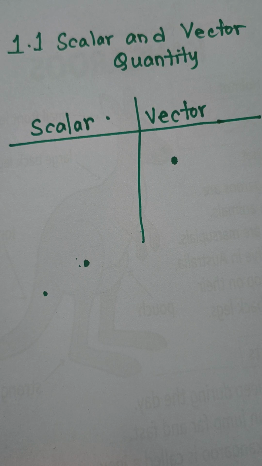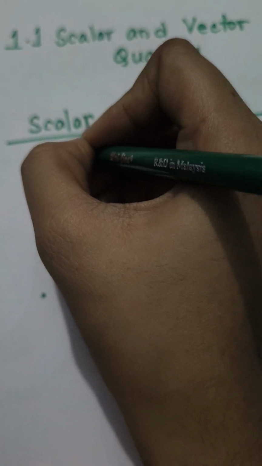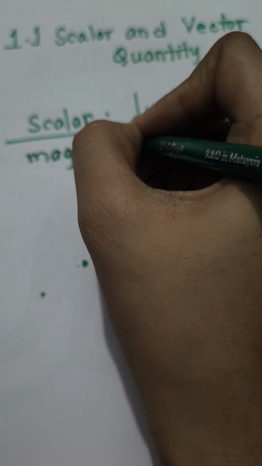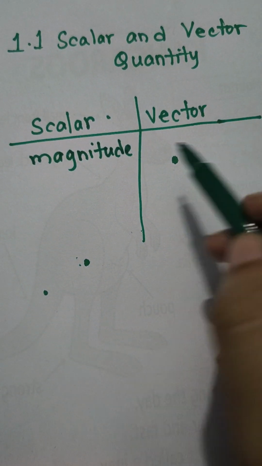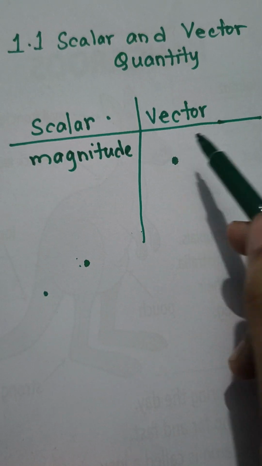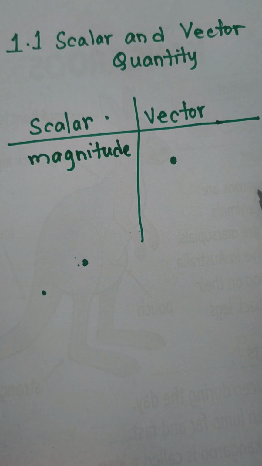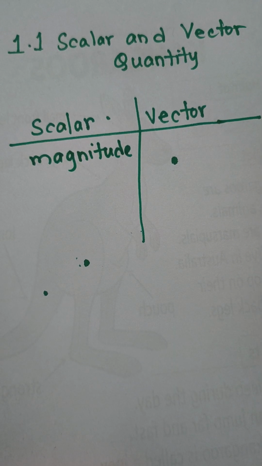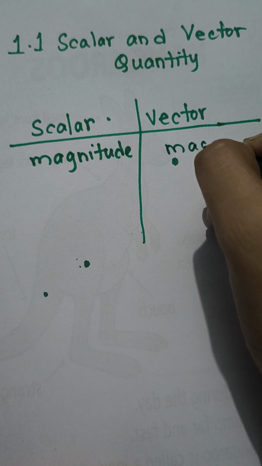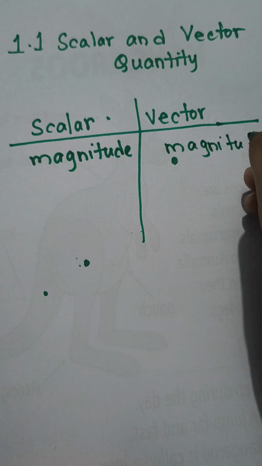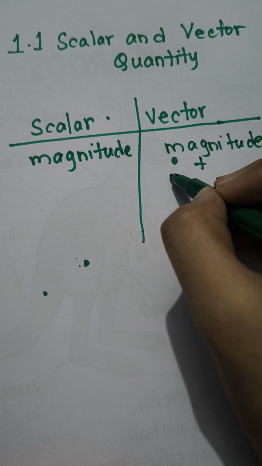This is the third part of 1.1 where we will learn about both scalar and vector quantities. So what is actually a scalar quantity? A scalar quantity has only size, or what we call magnitude, whereas a vector quantity doesn't have magnitude only. With magnitude it also has direction, so it is magnitude plus direction.